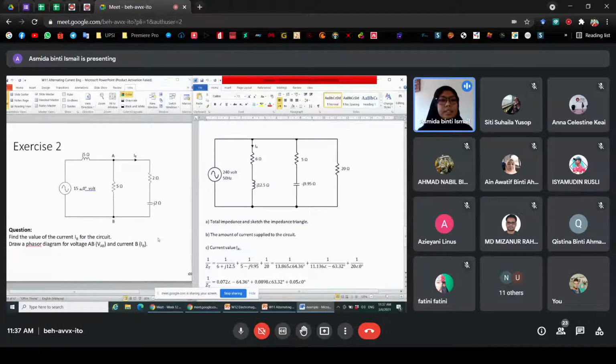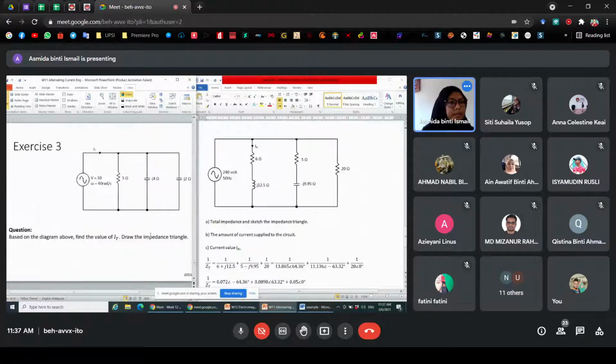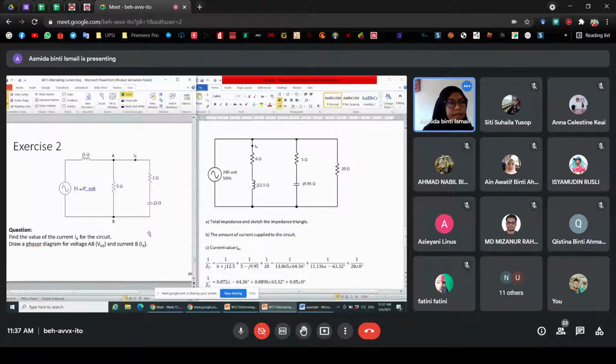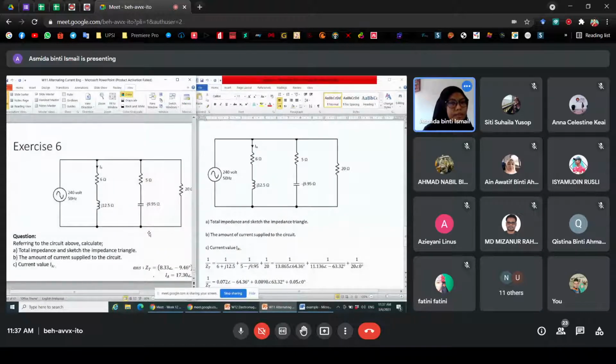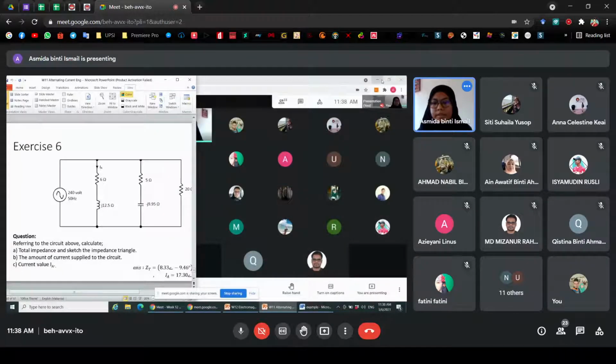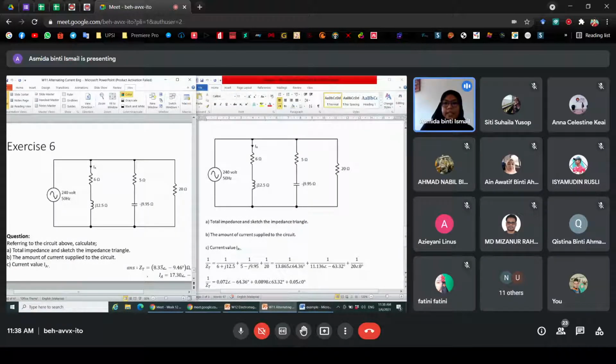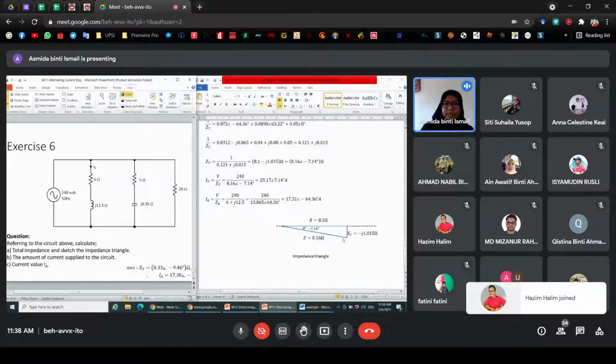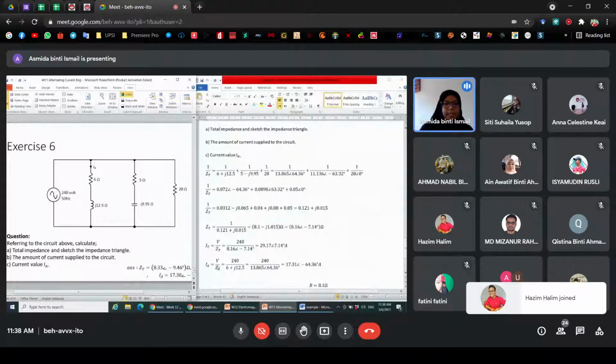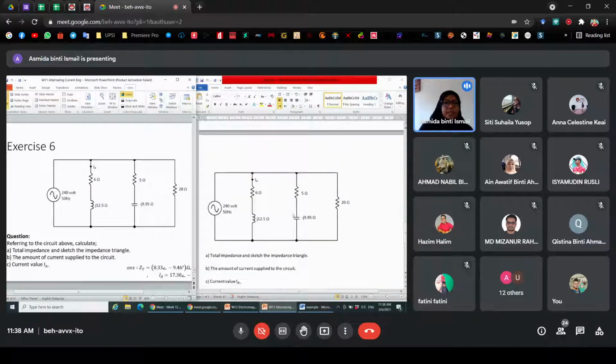This one is an exercise, what is this? This is for exercise 6. The answer here is not quite the same as my answer. I think this answer is slightly wrong. Just look at this.